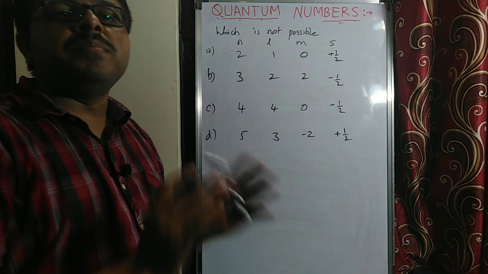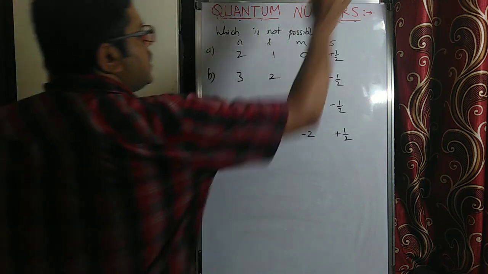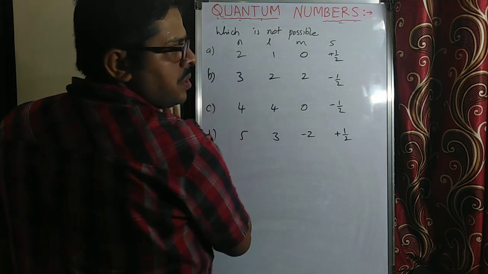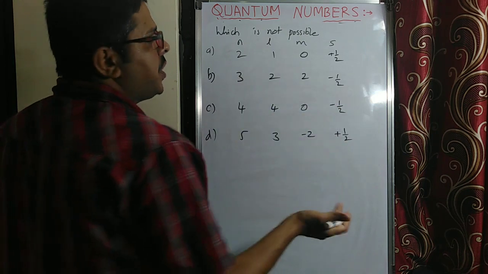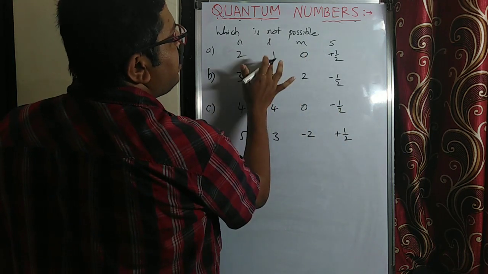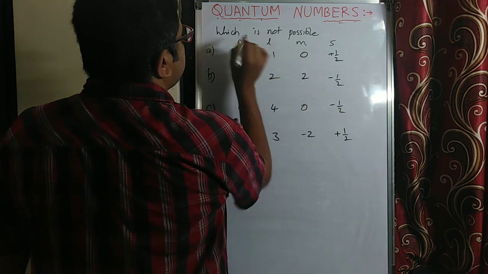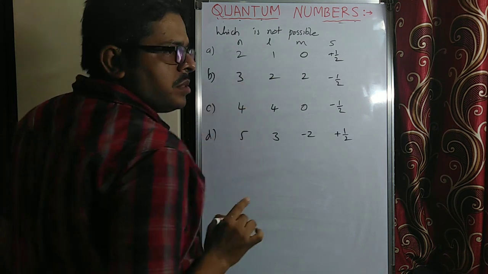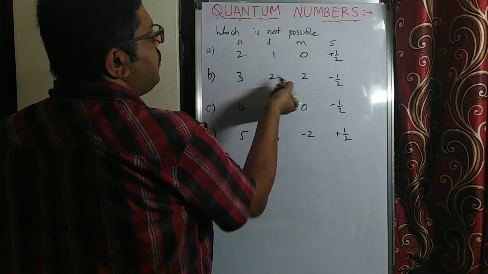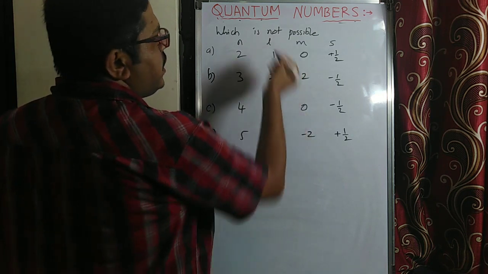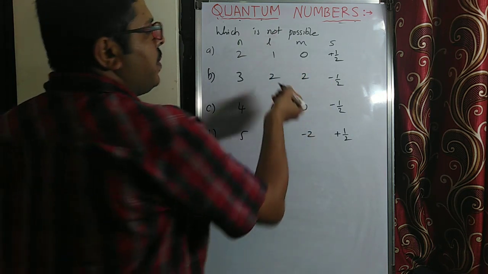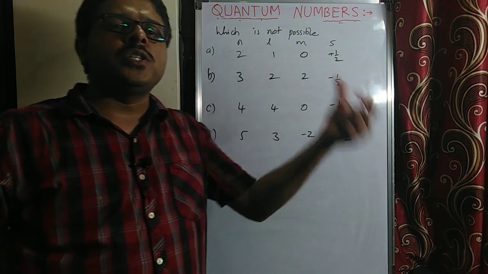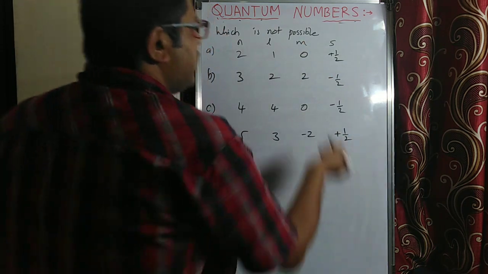Which one is not possible? Tell me first. See here, n equal to 2, l equal to 1 is possible because l value is 0 to n minus 1. With l equal to 1, m equal to 0 is possible. N is equal to 3, l is equal to 2 is possible, because any value less than n is possible. M is equal to 2 with l equal to 2 is possible, because when l is equal to 2, m values are minus 2, minus 1, 0, plus 1, plus 2. So it is possible.